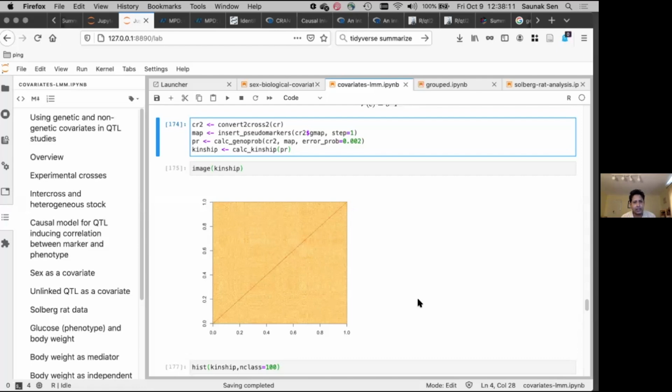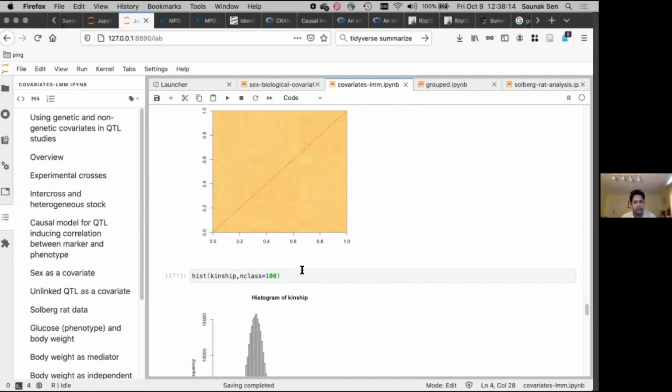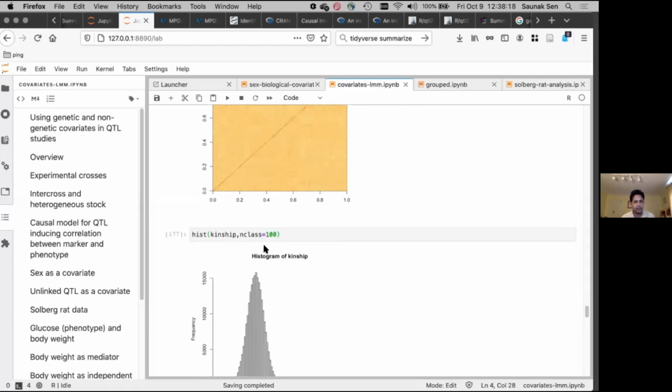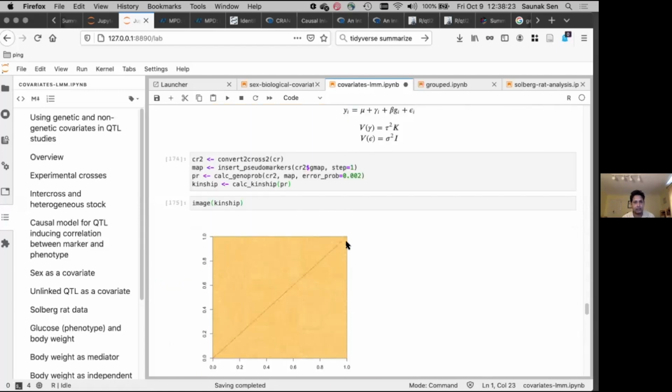So next, I'll make a histogram of these kinship coefficients as calculated in this cross, and that looks like this. Sorry.